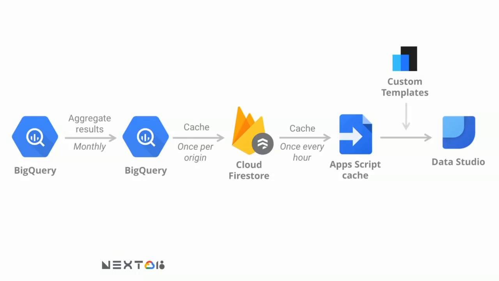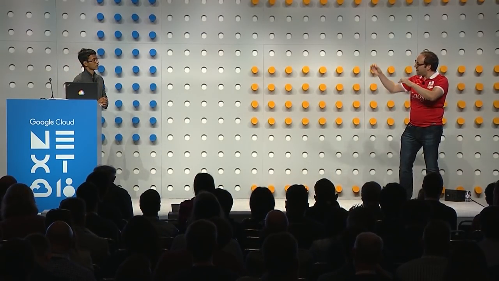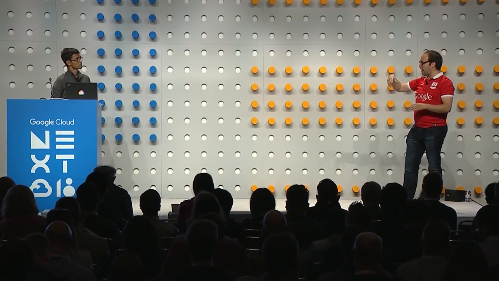So we take all of that, we take the cache data, and we add it to a custom template. And then we have this community connector that you can use in Data Studio. So Data Studio connects to the connector, you encapsulated all of the logic there, and it goes on every level of cache that you wrote.